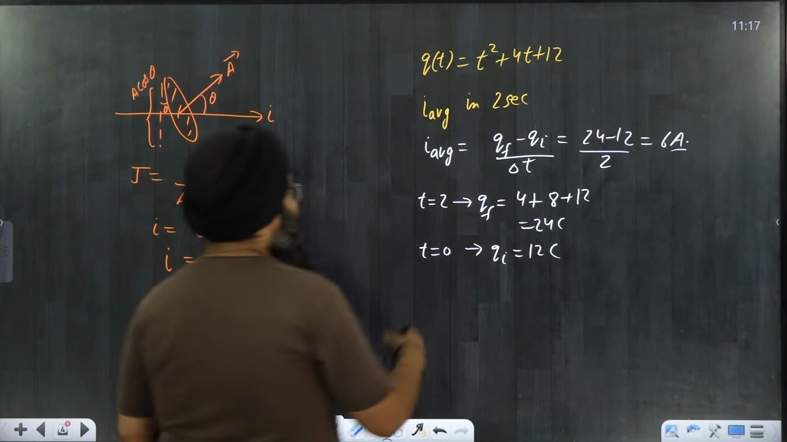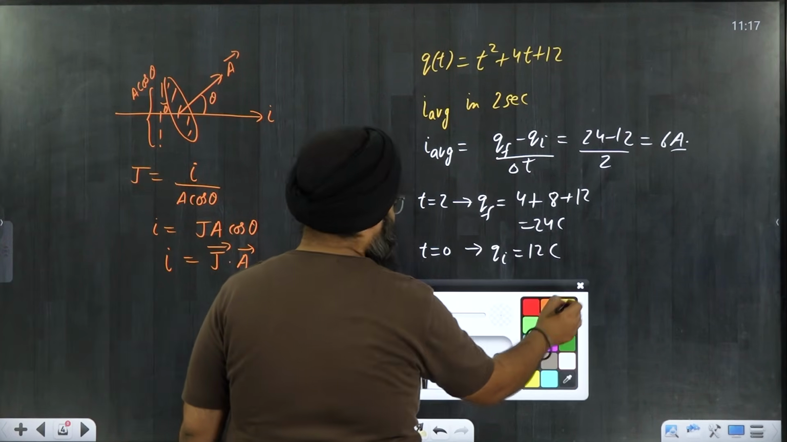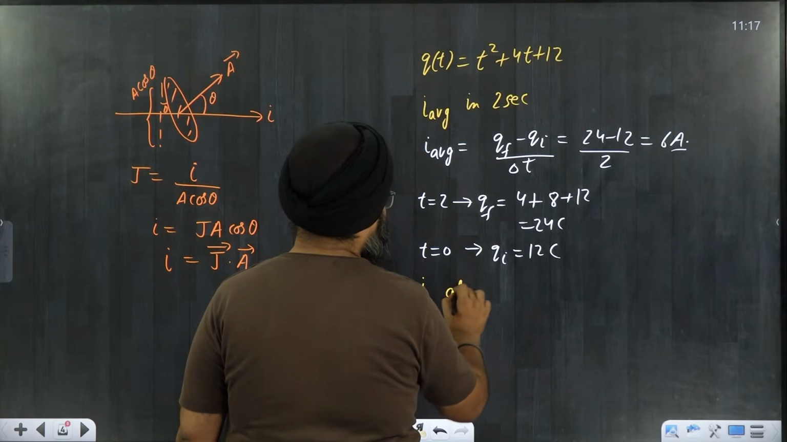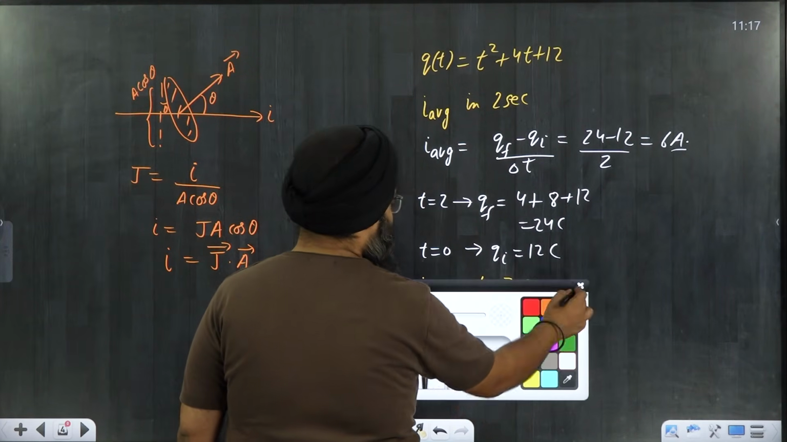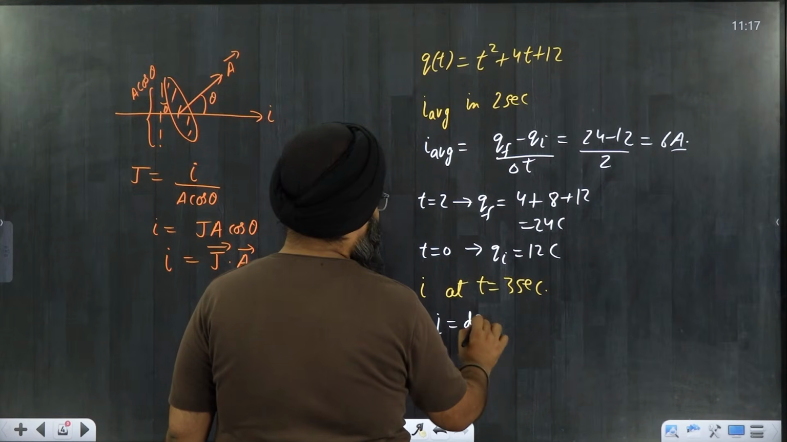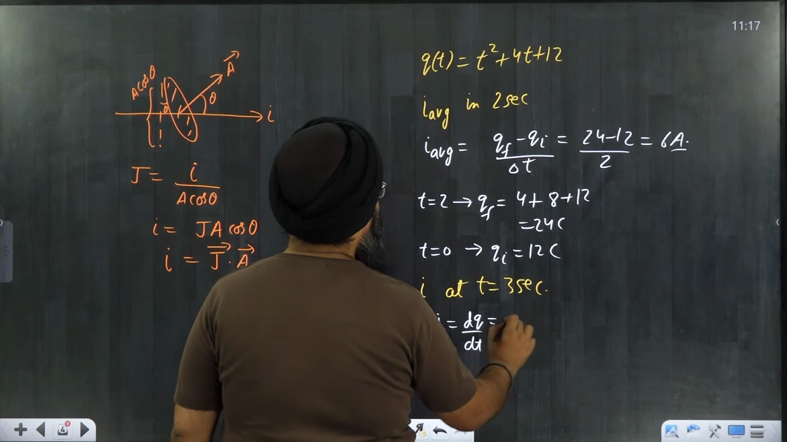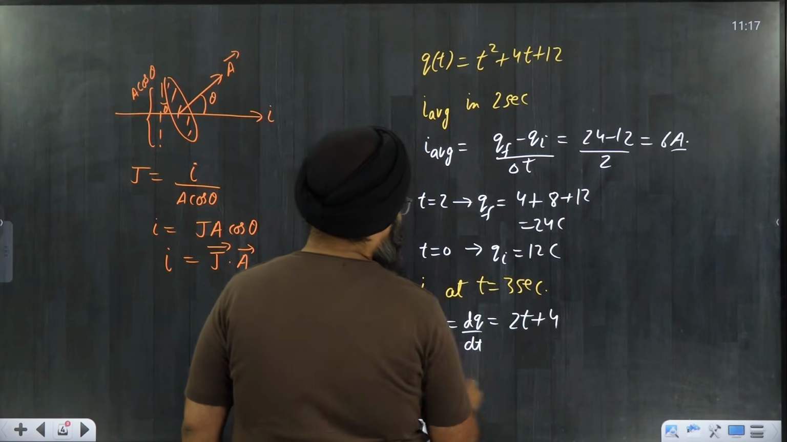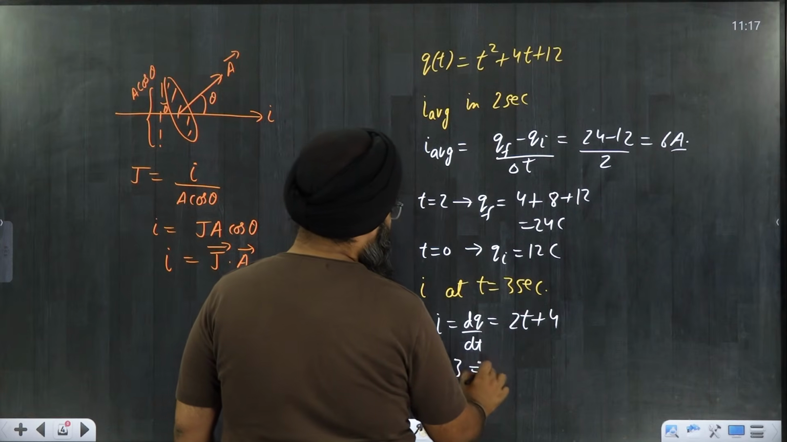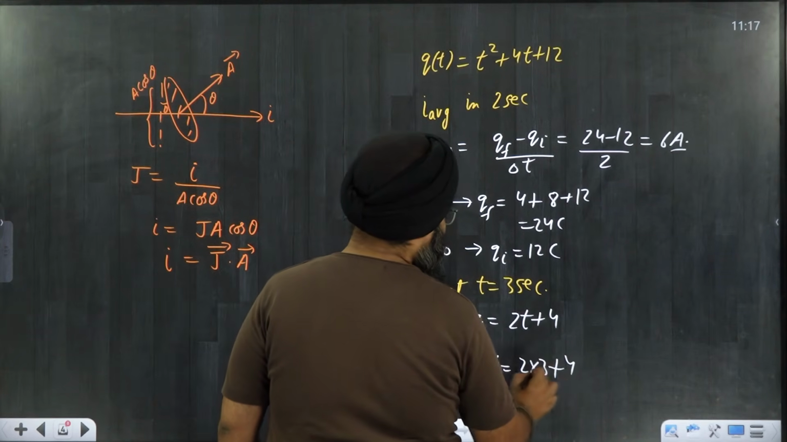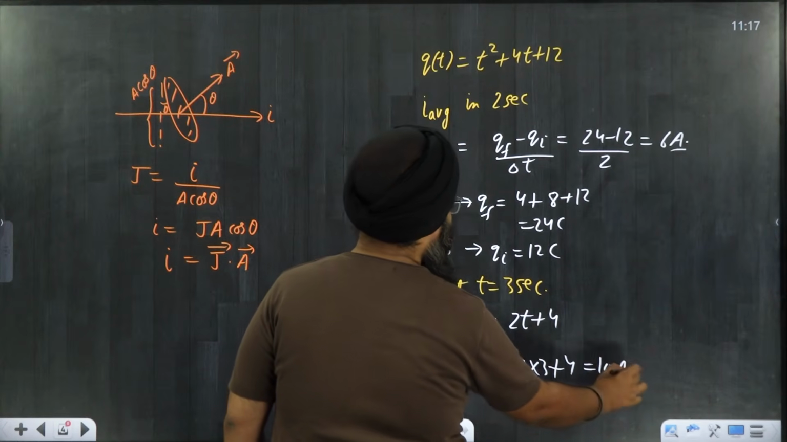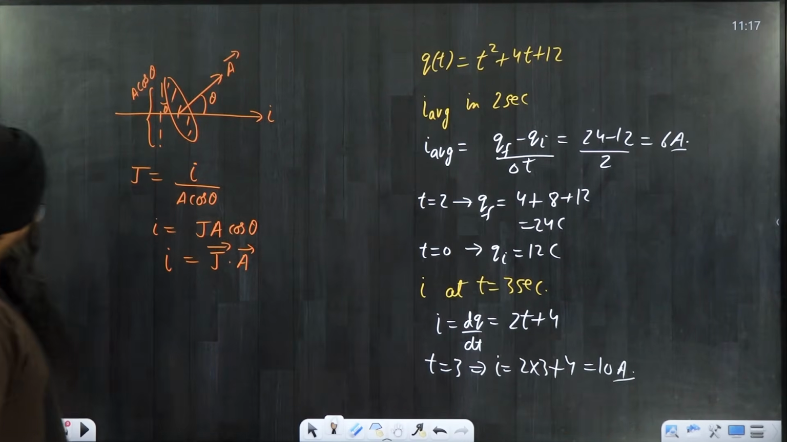Now they are also asking you to find the instantaneous current at t equals 3 seconds. How will you calculate? For instantaneous current, you will differentiate. So I equals dq by dt, which gives 2t plus 4. At t equals 3 seconds, current will be 2 into 3 plus 4, that is 6 plus 4, which is 10 amperes. So 6 ampere and 10 amperes are the correct answers.